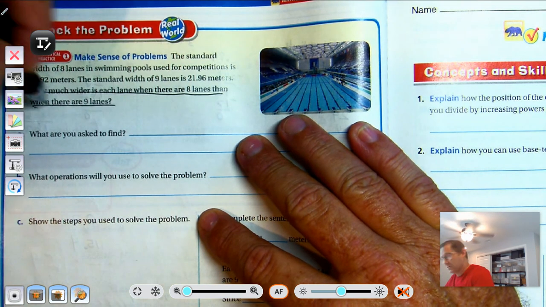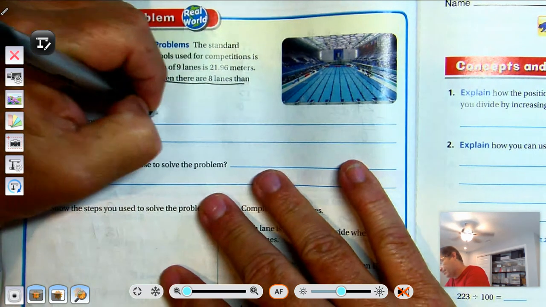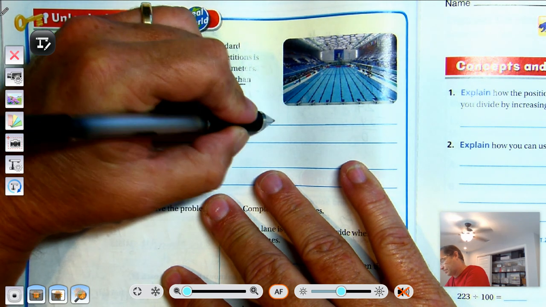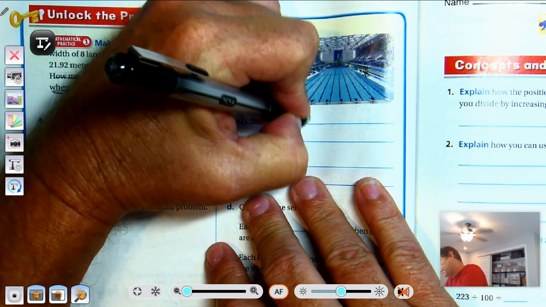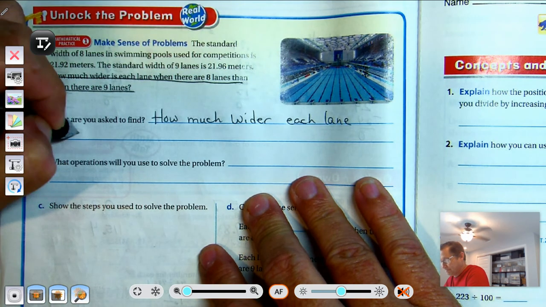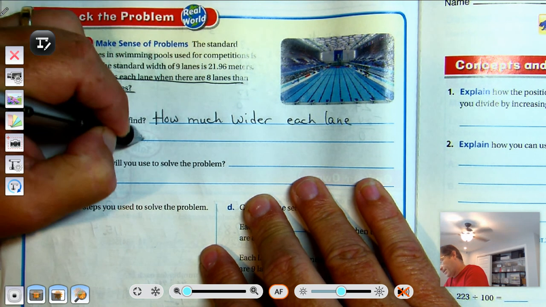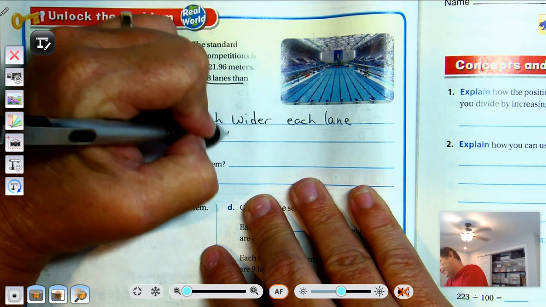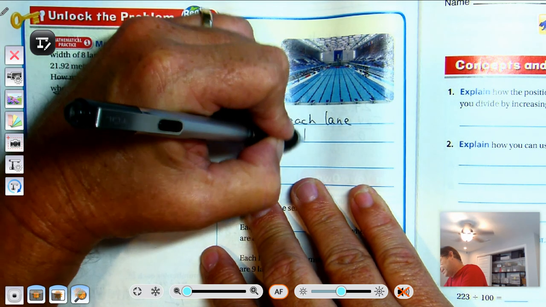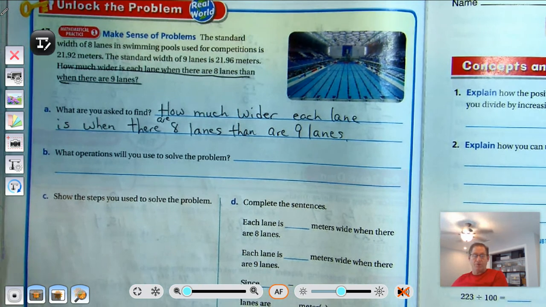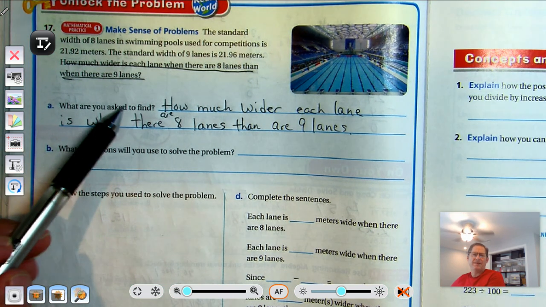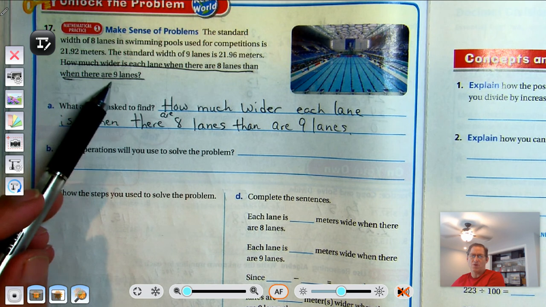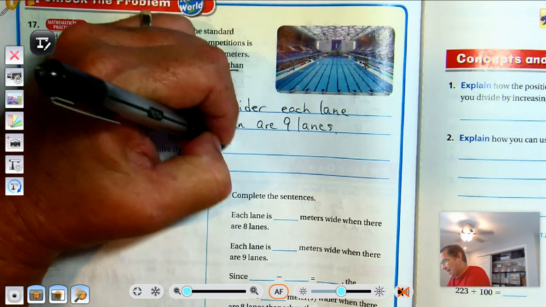All right. So the question, that's what we have to find, right? So how much wider is each lane when there are 8 than when there are 9 lanes? What operations are we going to use? Well, let's see. If I divide, that'll tell me how much each lane is. But it says how much wider. So I have to do division and subtraction.